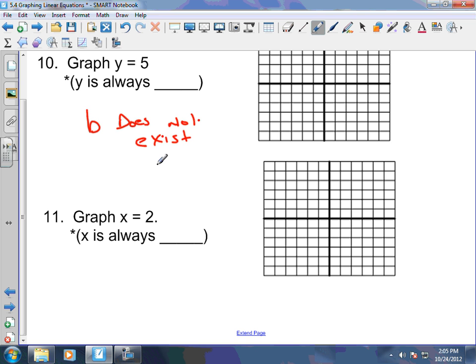What do you mean it does not exist? My y-intercept does not exist. Why would my y-intercept not exist? Because it's a vertical line. I go to 2. I draw my vertical line. Where is this going to cross the y-axis? It's never going to cross the y-axis. It's parallel to the y-axis.